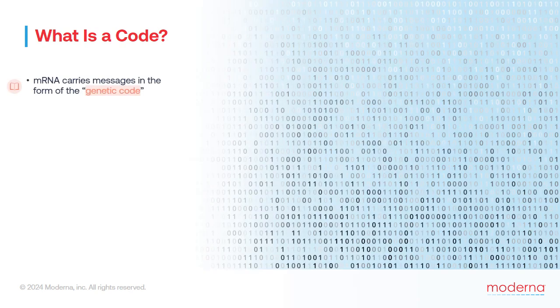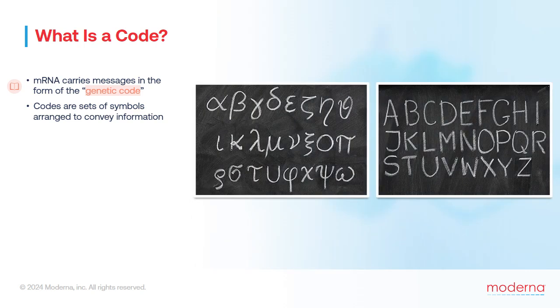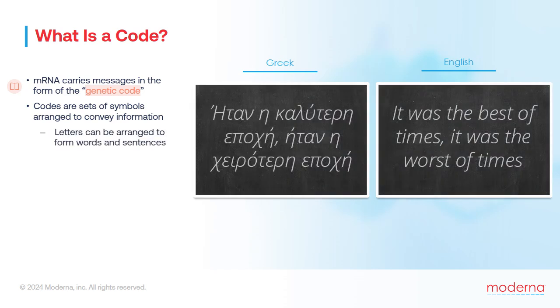Hopefully, you'll remember that the M in mRNA stands for messenger. These messages are in the form of the genetic code. What is a code? A code is a set of symbols that can be variously arranged in a linear sequence to convey information. One example is the binary code used by computers, which consists of only two symbols, 1 and 0. Other examples are written human languages like Greek and English. Whereas written Greek uses 24 different symbols or letters, English has 26. In both languages, these letters can be variously arranged to form words and sentences.